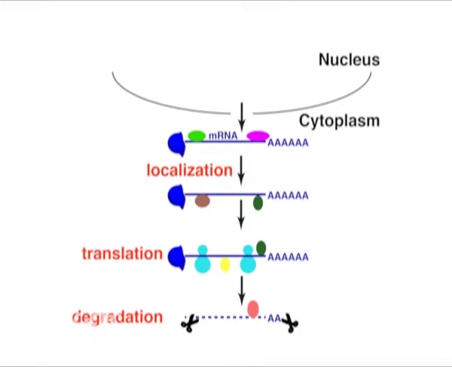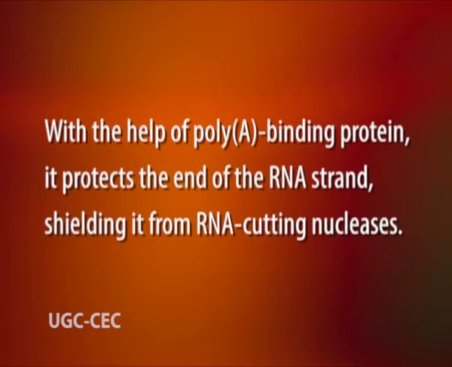Polyadenylation promotes the degradation of a regulatory RNA. Poly-A tracts may lead to mRNA stabilization. With the help of Poly-A binding proteins, it protects the end of the RNA strand, shielding it from RNA cutting nucleases.